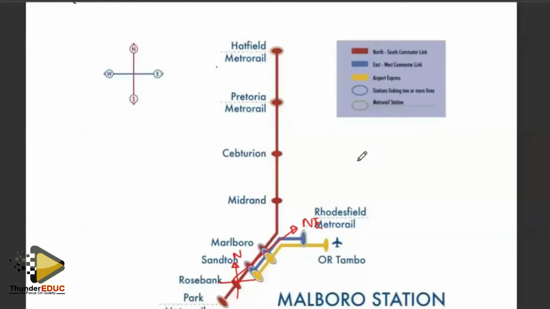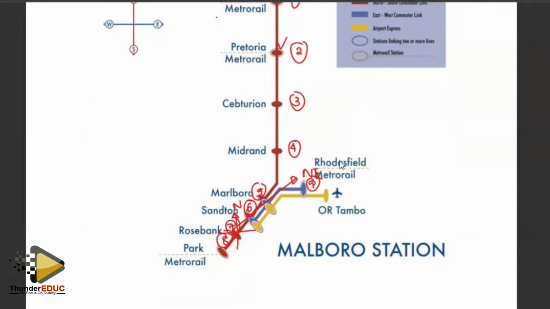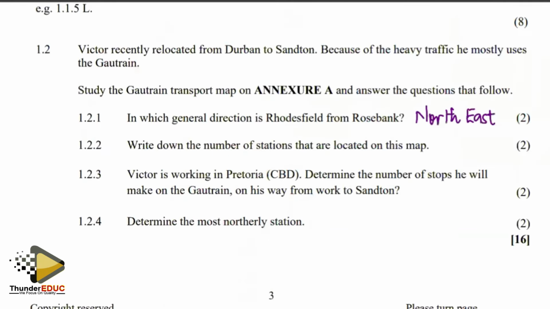Write down the number of stations that are located on the map. Number of stations. Come here. We have the key here, but these are all stations. We have 1, 2, 3, 4, 5, 6, 7, 8, and we have 9 here. So the answer here is supposed to be 9 stations. Some people see the other one as an airport, so it's a station, but not a rail station.